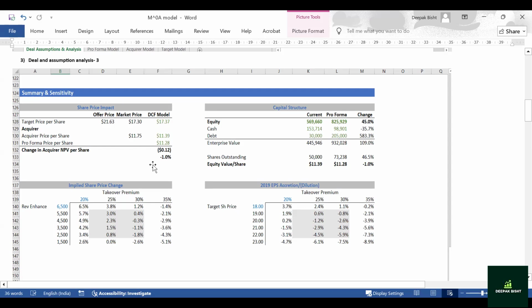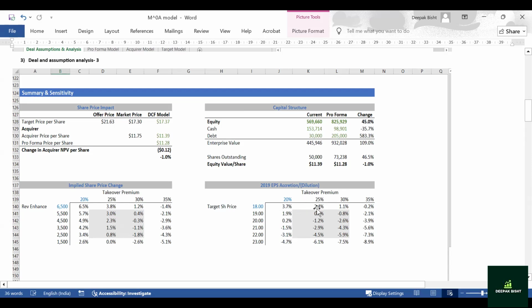Accretion or dilution. The more we increase the takeover premium, the more the target share price will be decreased. This is going to be a loss for us. So the ideal case scenario will be 18 to 20%. Target share price should be 18 and the takeover premium should be 20. That will be the best case scenario.